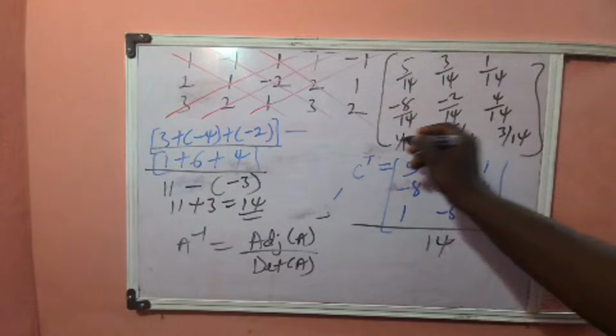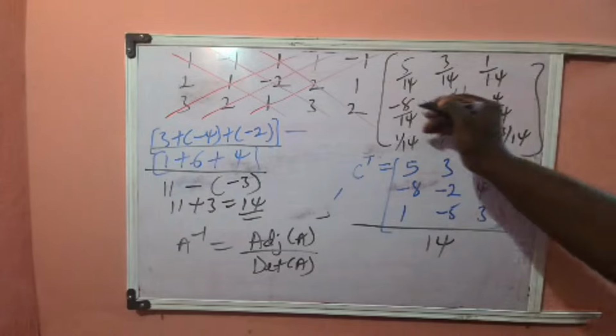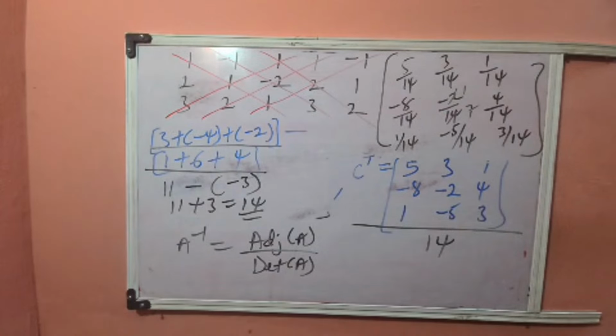So anyone that is breakable down, like for instance, this one can be 1 over 7, and this one also, all this can be broken down. You go on to break them down.